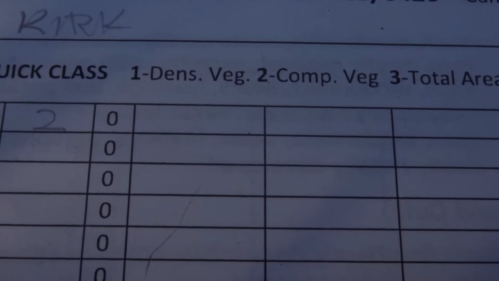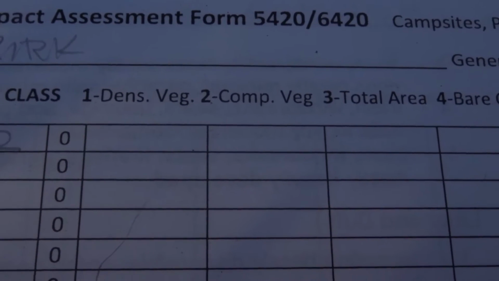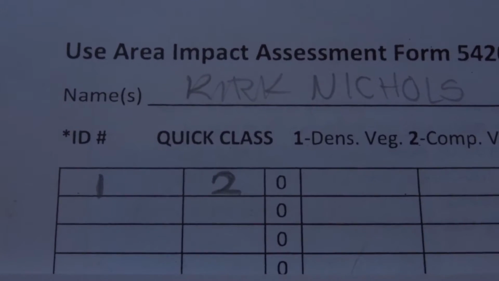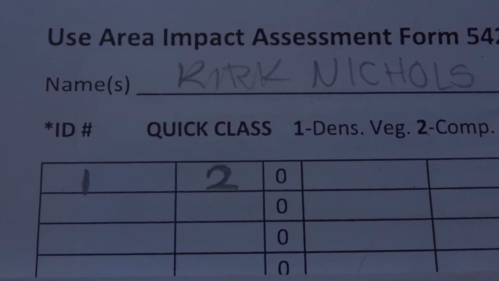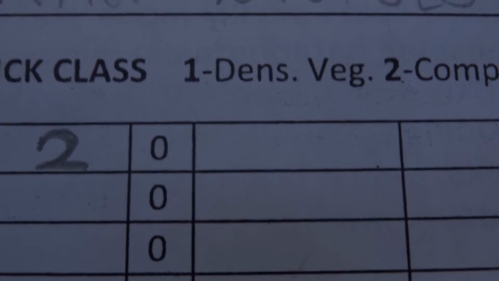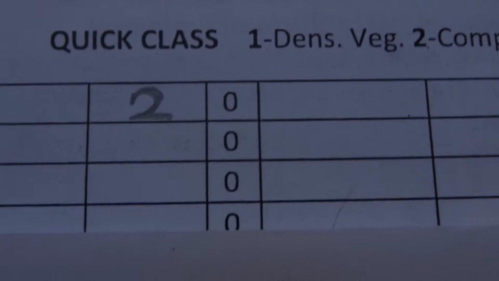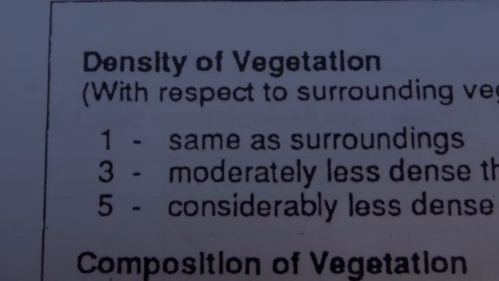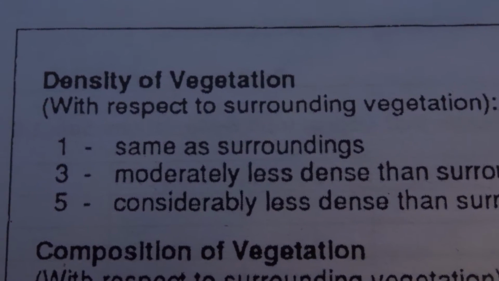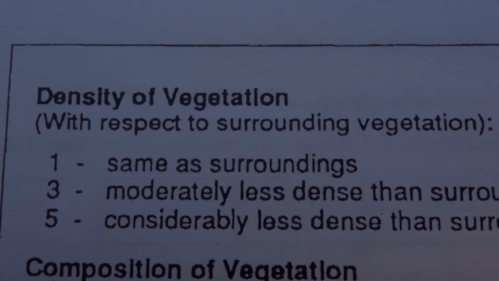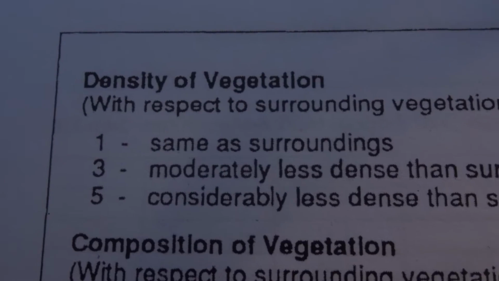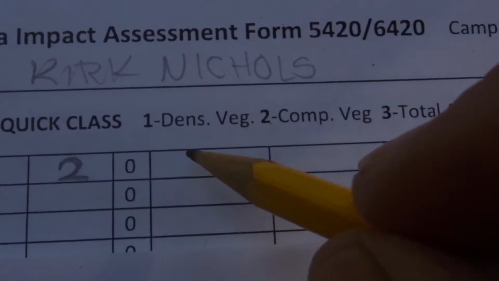All right, now we need to switch over here and start using the back side of the form. So here's our form, the one that we started with at campsite 1. Quick class, we gave it a rating of 2. So the next column is density of vegetation, and here's another form flipped upside down. Density of vegetation is on the back with respect to surrounding vegetation, so that's a good reminder. Same as surrounding, we already decided that it's not. Moderately less dense than surrounding, yes. Considerably less, well, we decided no. So this is going to get a 3.